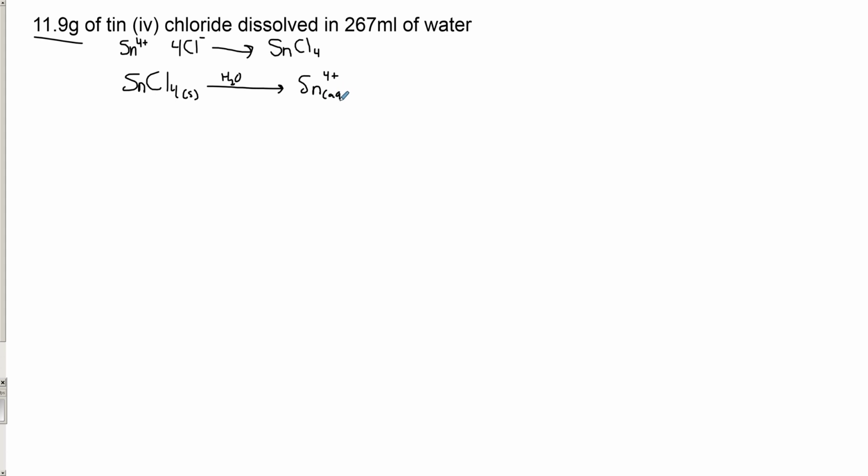Take a second, look at the above equation, and you'll notice there's a 4 in the formula. That means we're going to have 4 Cl minus aqueous. Great, there's our dissociation equation. We're rocking this. It's not too hard. So what about the molar mass?